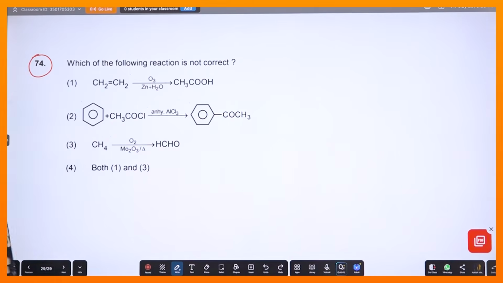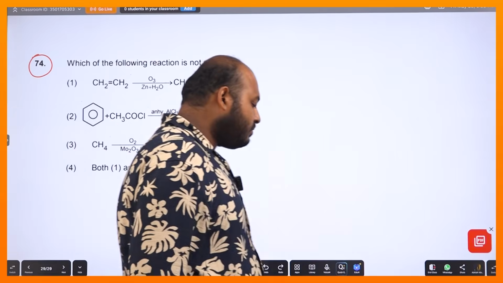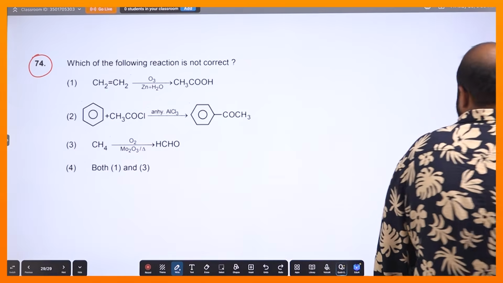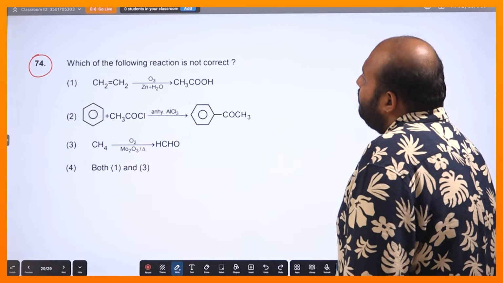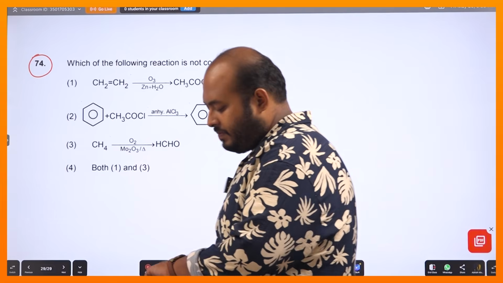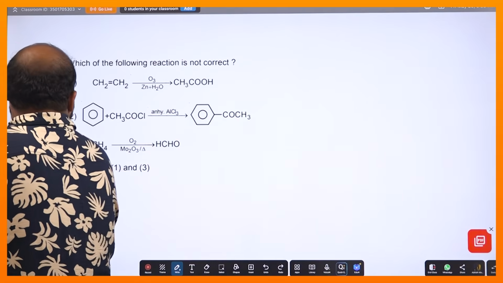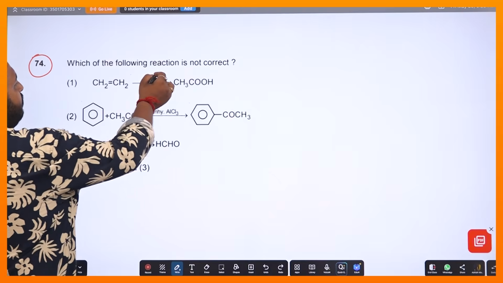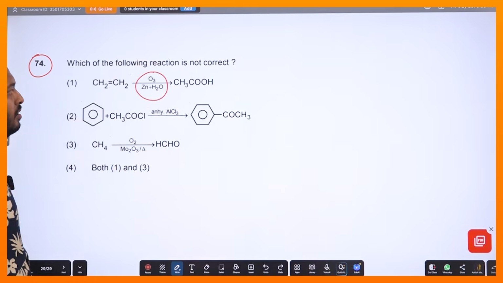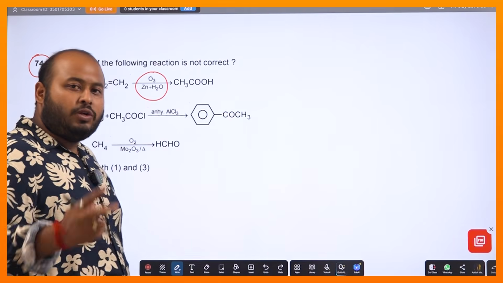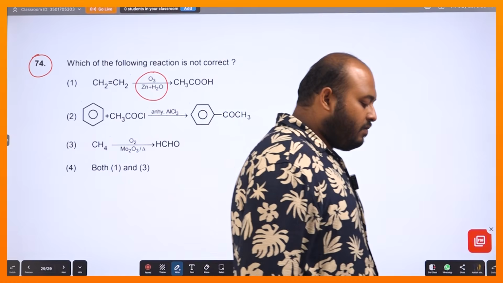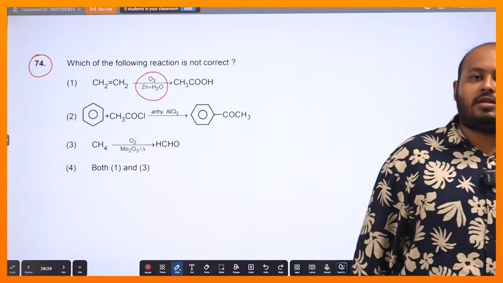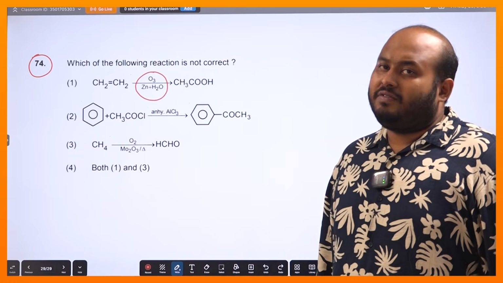Now question number 74, it is again an organic question. Which of the following reaction is not correct? So CH2=CH2, and you know that this is an ozonolysis, and there are two types of ozonolysis possible. One is reductive ozonolysis and another one is oxidative ozonolysis.